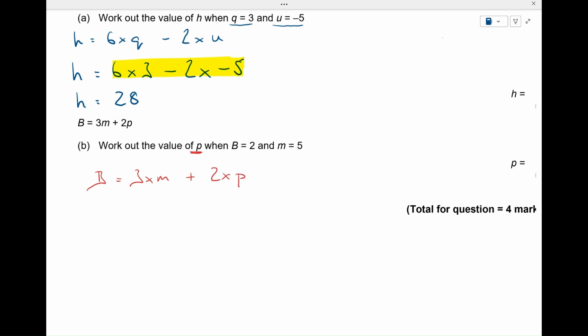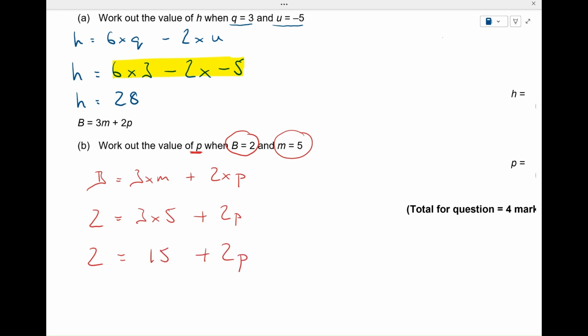Work out the value of p when b is 2, so it's going to be 2 equals, and m is 5. 3 times 5 plus 2p. Well, that means that 2 is 15 plus 2p.